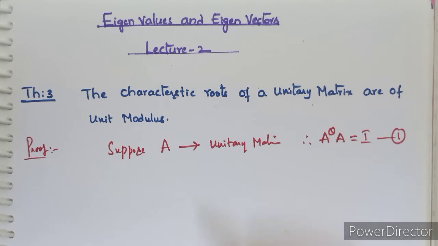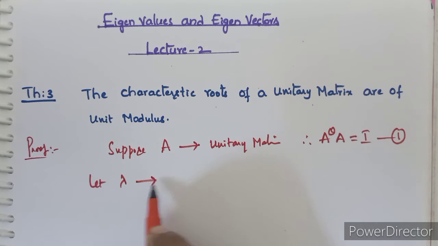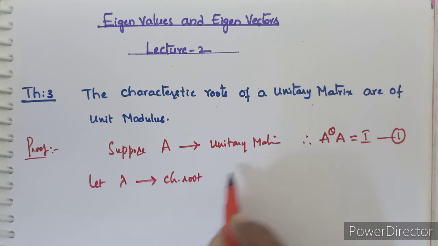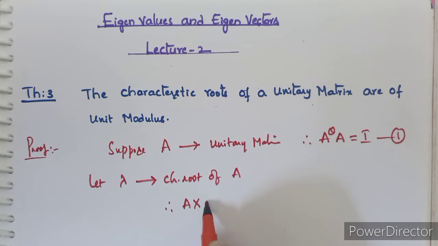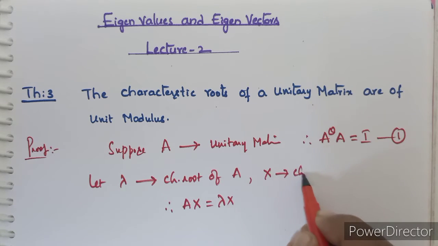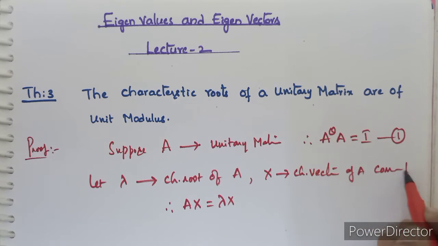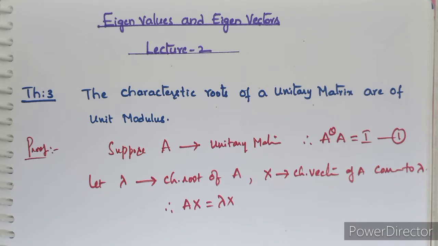Now we have to find the characteristic roots of this unitary matrix. Let us consider lambda is a characteristic root of this unitary matrix. Therefore, Ax = λx, where x is a characteristic vector of A corresponding to lambda. Therefore, A into x is equal to lambda into x. We take this as equation 2.